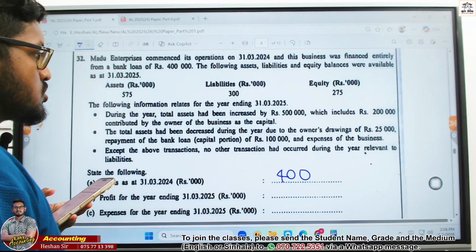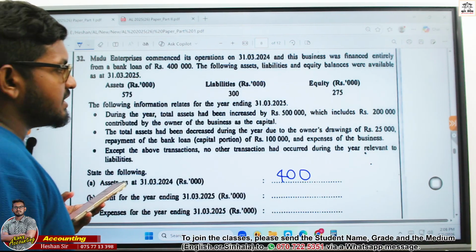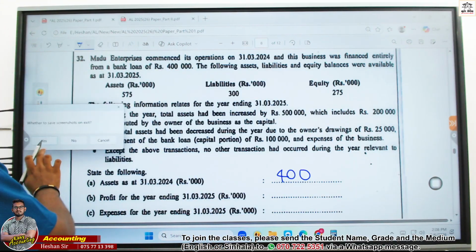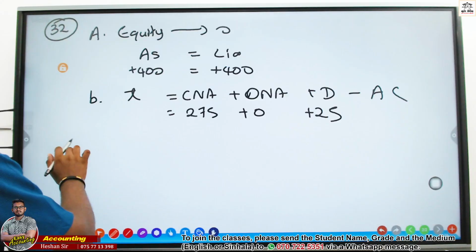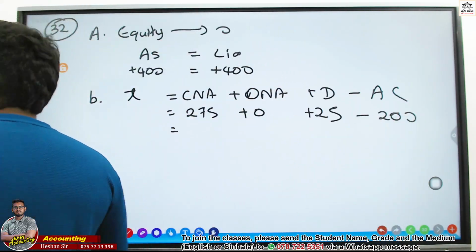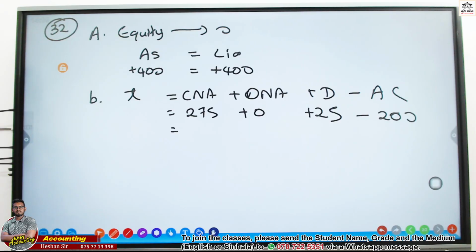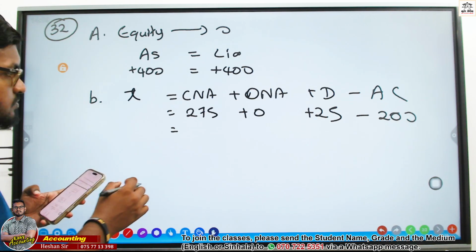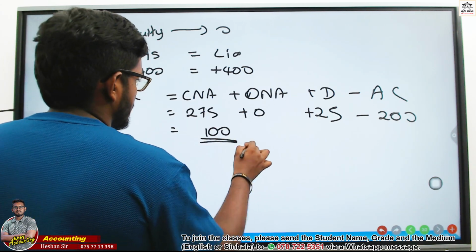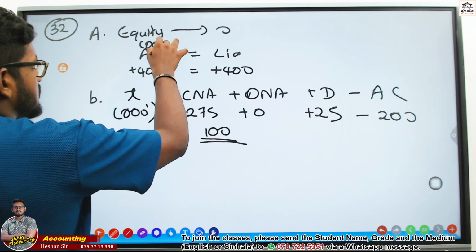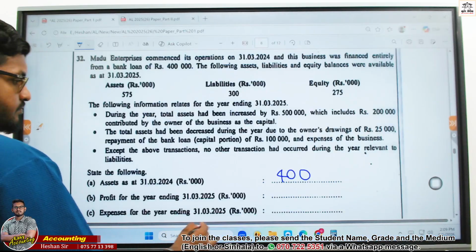right? So during the year, total assets has been increased by 500, which includes 200 contributed by the owner as additional capital, right? So 200. Can you tell me how much the profit? So 275 plus 25 minus 200, how much? That is 100. Remember, all are thousands. So 100,000.